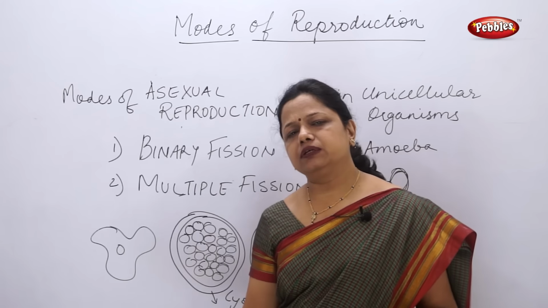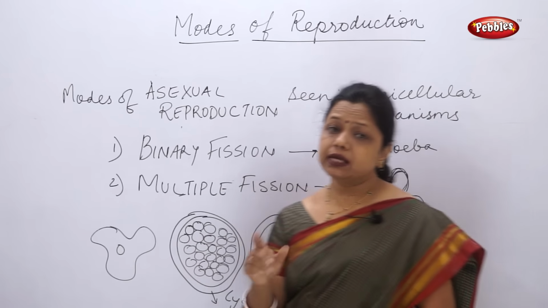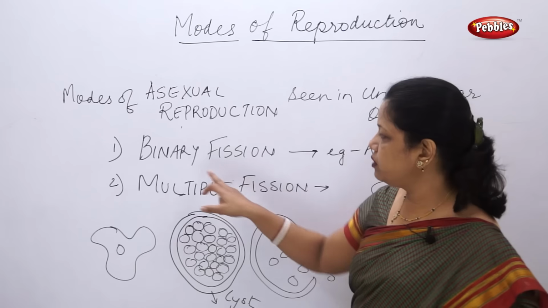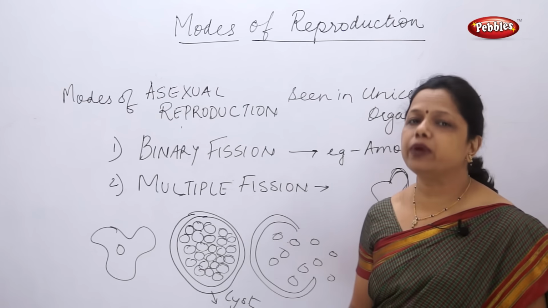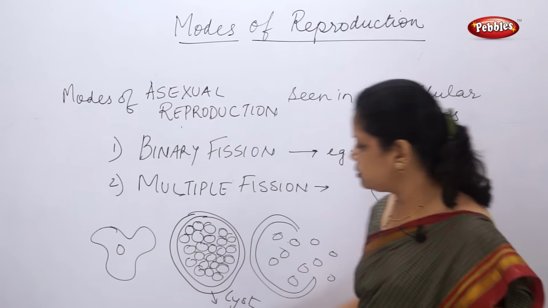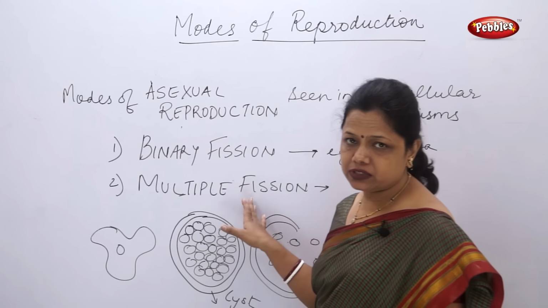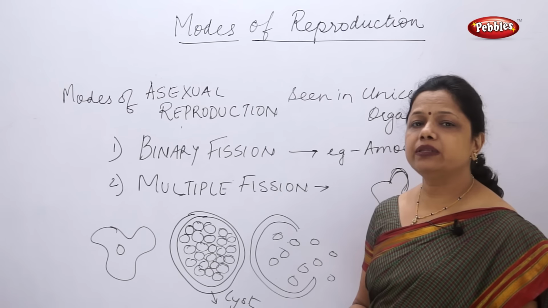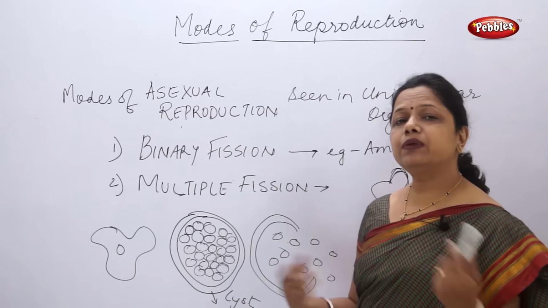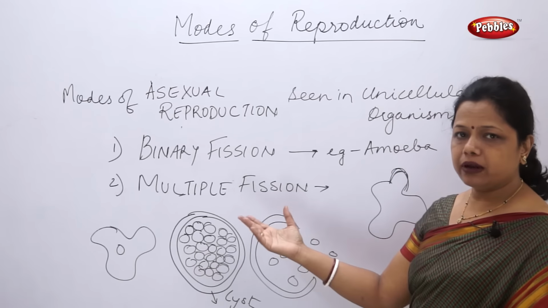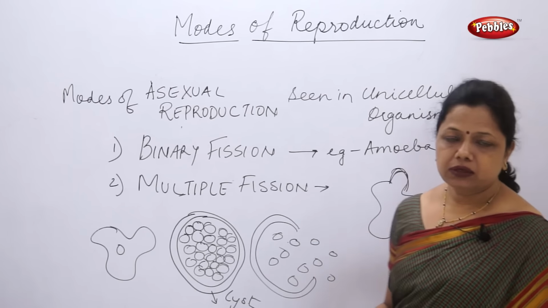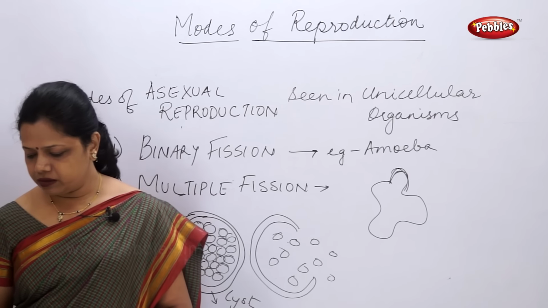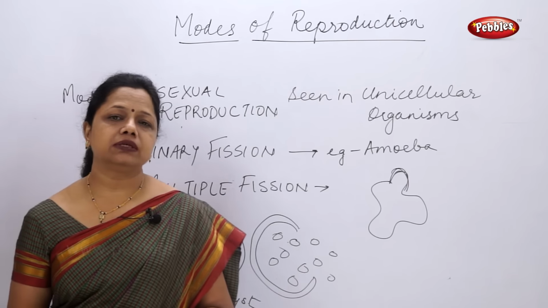Multiple means a number of the same type of cells are formed, same type of amoeba are formed, but they are not released. They are not forming only two at a time, but too many. And that's why this type of fission, which is called multiple fission, involves formation of new cells inside the cyst, which is protecting them in the unfavorable conditions. When the favorable conditions come, the cyst opens up, ruptures, and all the cells come out. And then it continues to divide further as binary fission. This is how multiple fission takes place in amoeba.